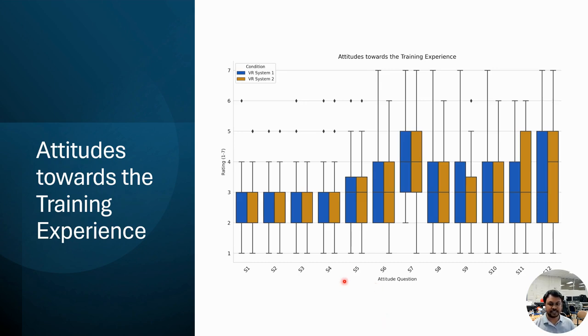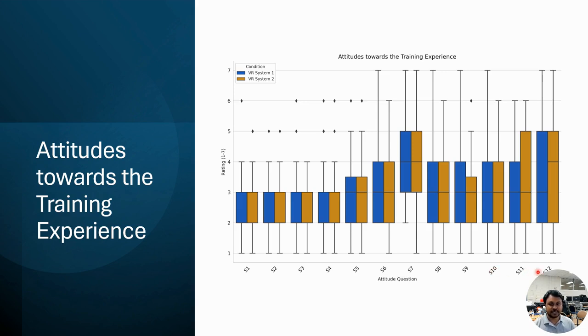S5 to S6, favorable and attractive, show a slight increase with the median around 3, suggesting growing appreciation but still not agreement. S7, exciting, they feel excited about the training. It received the highest median score of 5, showing strong participant engagement in both systems. And S8 to S12, pleasant, likable, interesting, sophisticated.